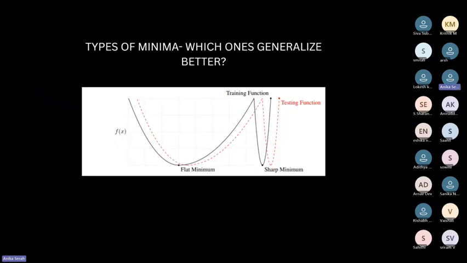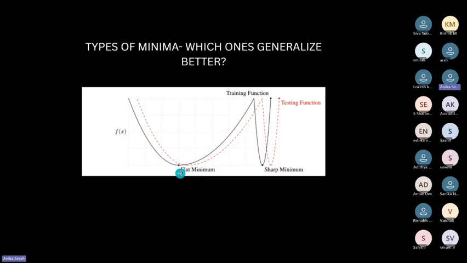So now that we've talked about all the optimizers, I also wanted to mention that there are different types of minima in the loss function landscape. They might be the same depth, but they'll be different in structure. If you look at this, this one is a flat minimum, and this one is a sharp minimum. You want the model to find a flat minimum because flat minima are better at generalizing.